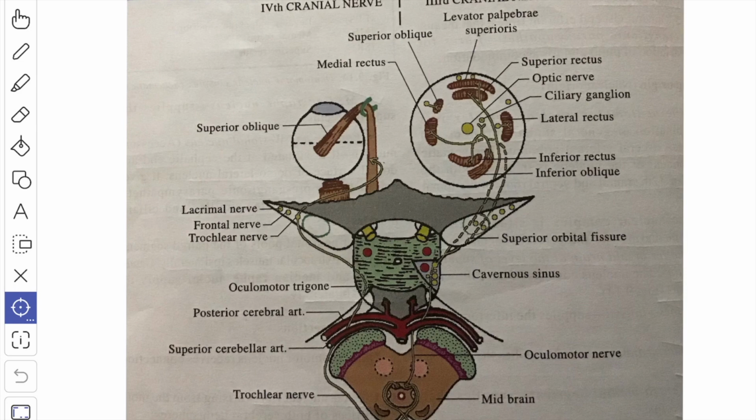And all the muscles supplied by the oculomotor nerve receive the nerve supply from the ocular surface, except the inferior oblique, which receives the nerve through its posterior border.